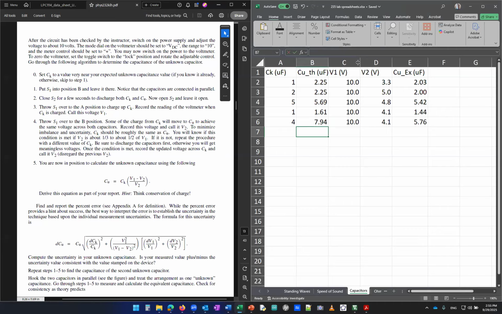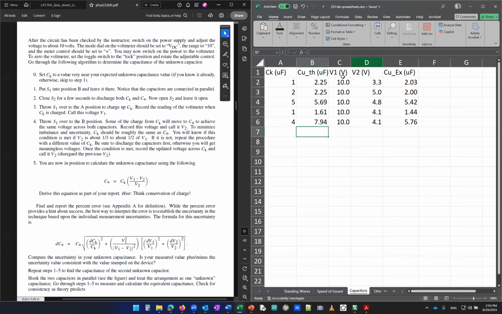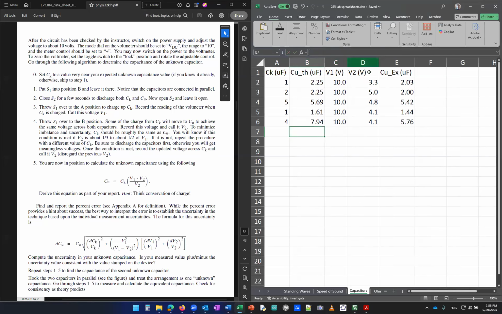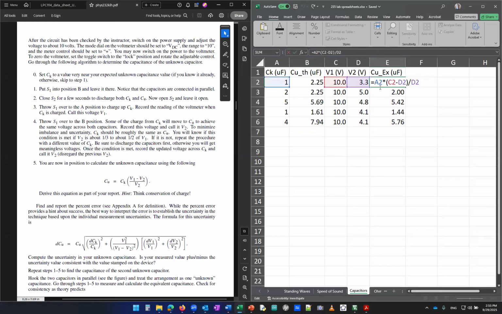And this column is V1 voltage. I had V1 set to 10 volts. Make sure you check your voltage. And this is V2, which is the voltage after you charge the unknown capacitor with your known capacitor. And this is the calculated experimental result. This is from this unnumbered equation. The unknown is the known times V1, the 10 volts, minus your measurement, divided by the measurement. So let's click and take a look.